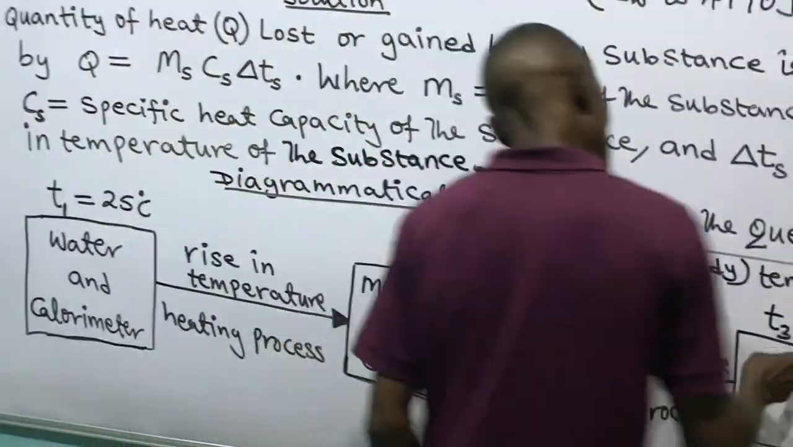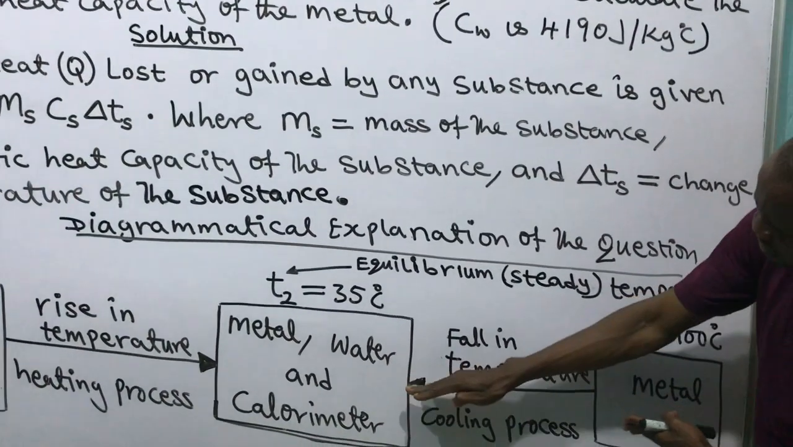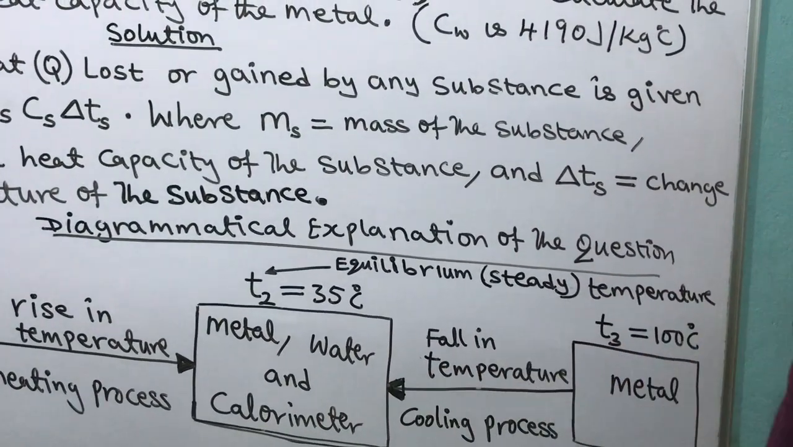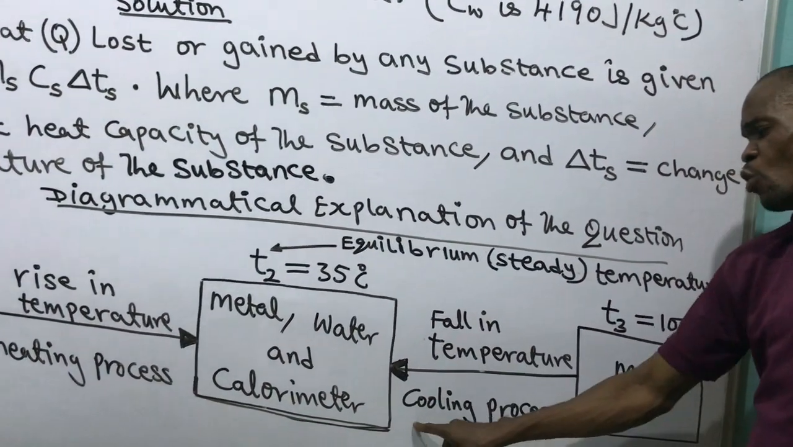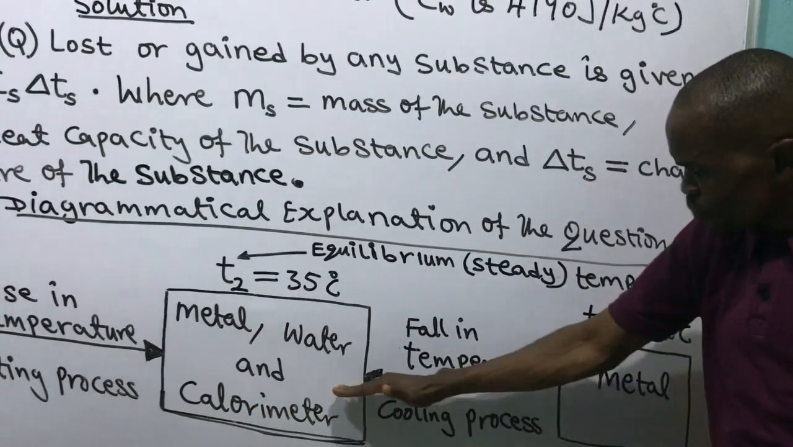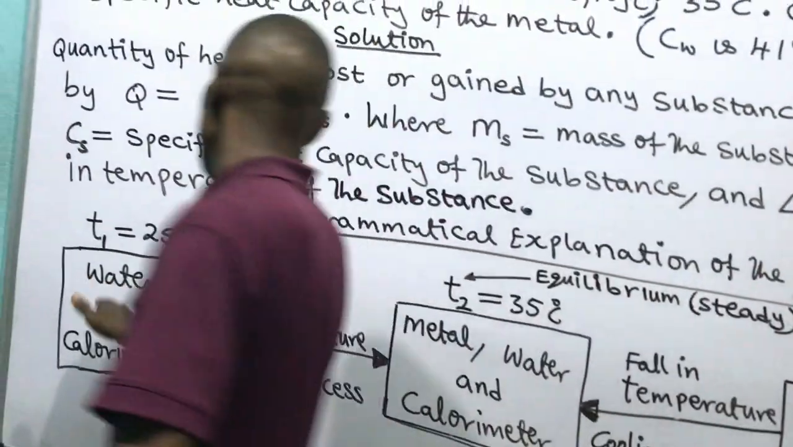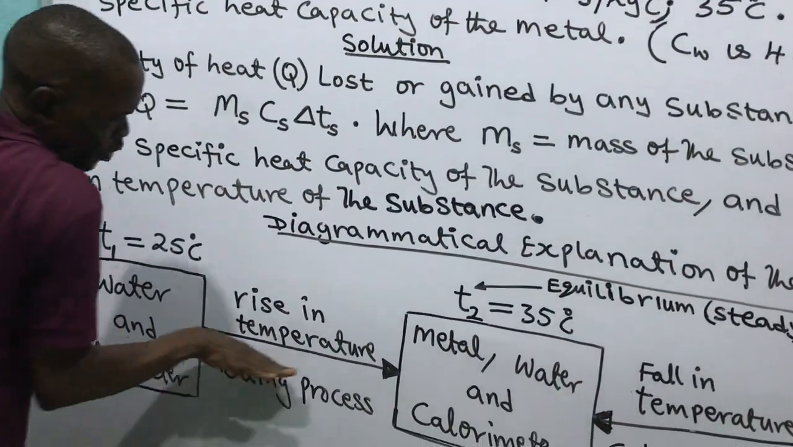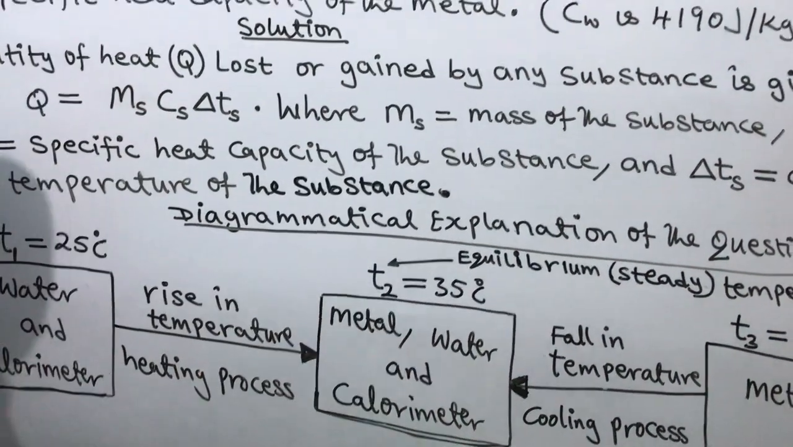Then coming to the meter. This meter was at 100 degrees centigrade. It started falling in temperature. I call it fall in temperature. And what do we call the process of falling in temperature? The cooling process. This is what I did here. I said the meter undergoes cooling, while the water and calorimeter undergo the heating process. They are gaining heat. Therefore, they are being heated. Are you with what I'm saying?